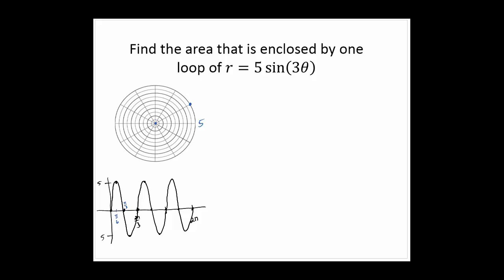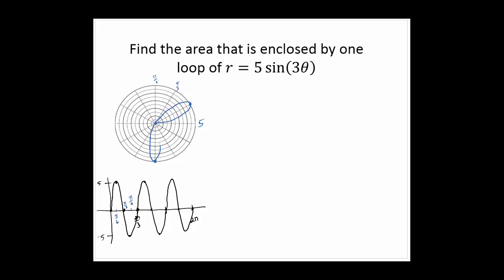So the radius increases to pi over 6. And then it goes back to 0 at pi over 3. So pi over 3, right, there's the ray at pi over 3. As our angle gets closer to pi over 3, the radius is decreasing and coming back to 0. And then the radius decreases to negative 5, and that would be at, what? That would be at pi over 2. So at pi over 2, the radius is decreased to negative 5.